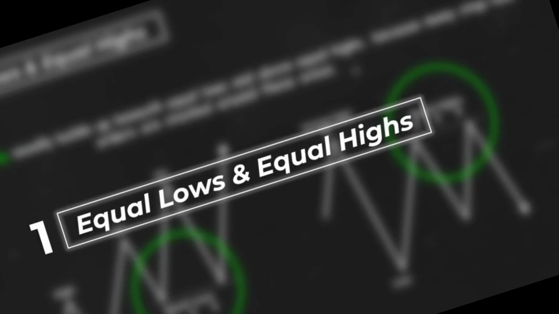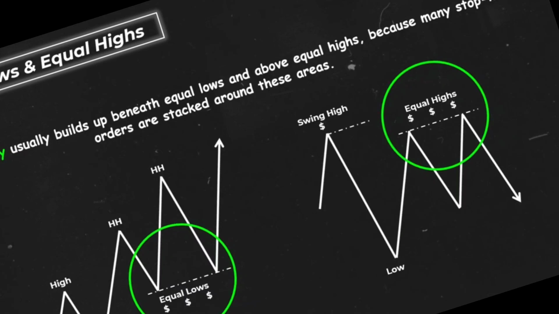Number 1. Equal lows and equal highs. Static liquidity usually builds up beneath equal lows.